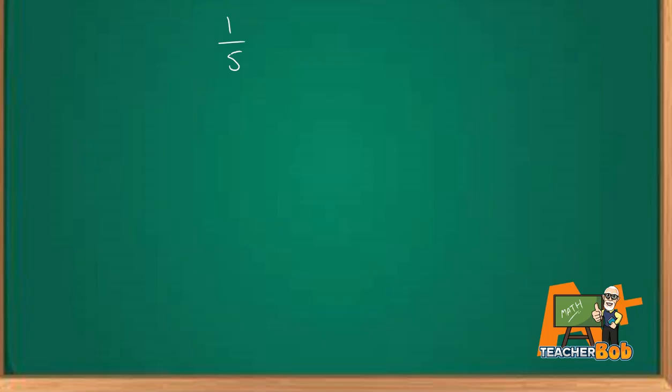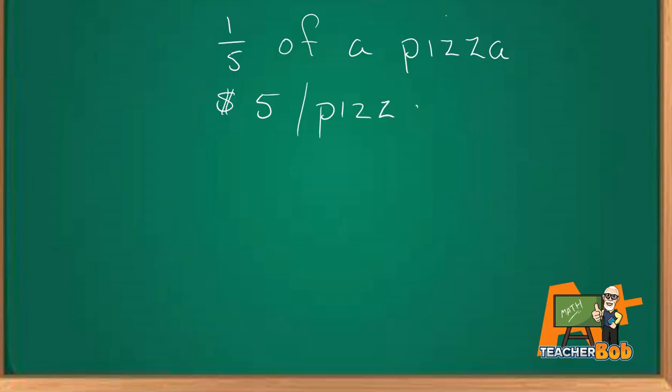I love pizza. 1/5 of a pizza. What's your favorite type of pizza? And the price of pizza, we'll say the price for the whole pizza is $5. So you're going to buy 1/5 of a pizza at $5 per pizza. Okay, the question is, how much are you going to pay for your portion?